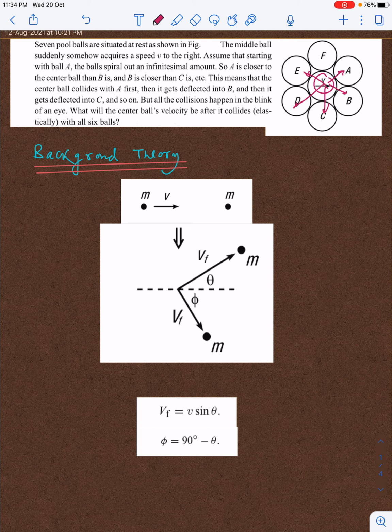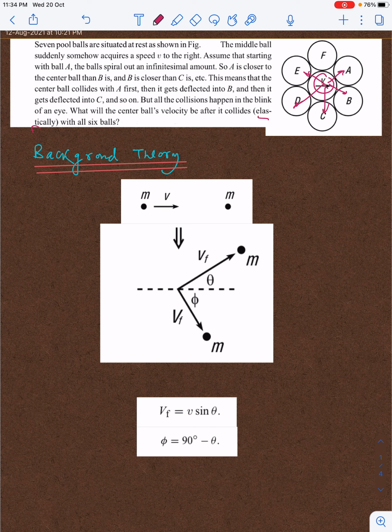That's why I always keep on saying that you have to read the question very carefully with a lot of patience, so that at first glance you are able to identify the key concept underlying the statement. Anyway, they're saying that all the collisions happen in the blink of an eye. So that means it is in a very short period of time. What will be the center ball's velocity after it collides with all 6 balls? And they have given that all collisions are elastic collisions.